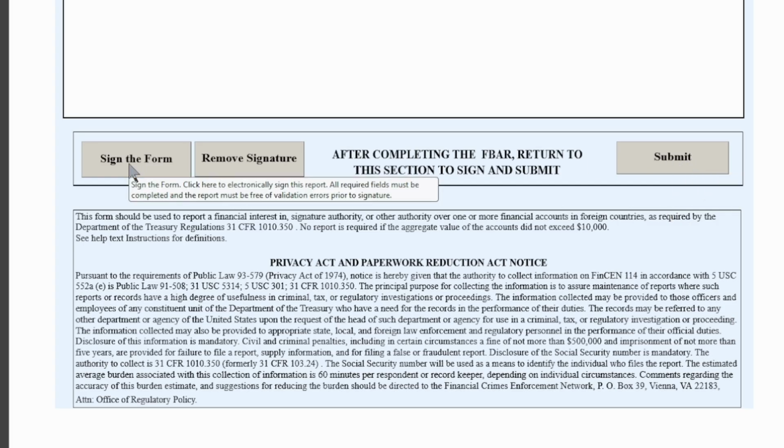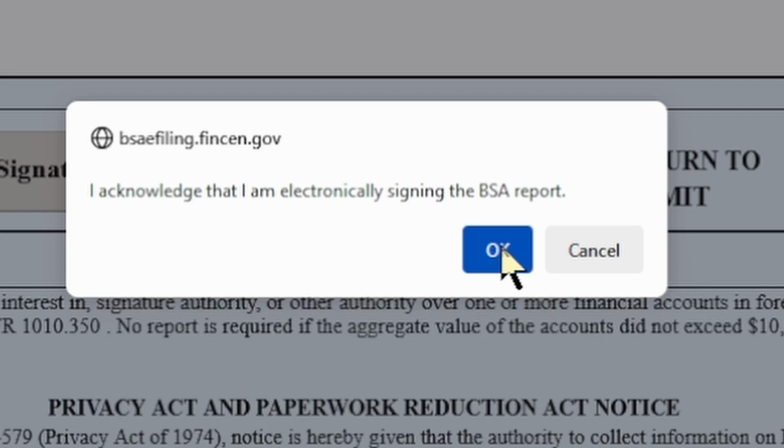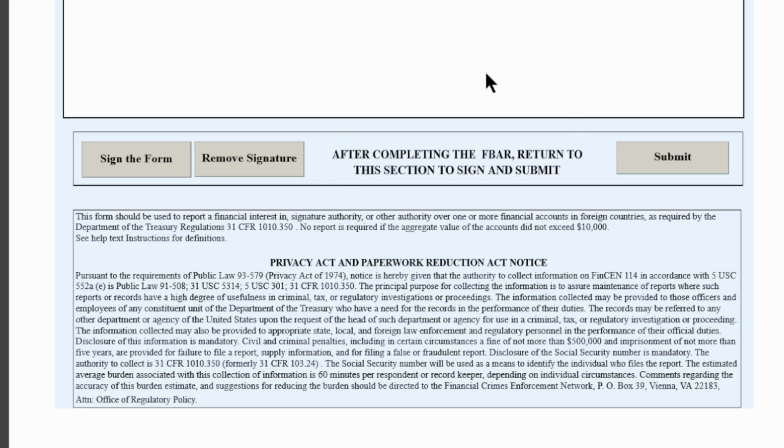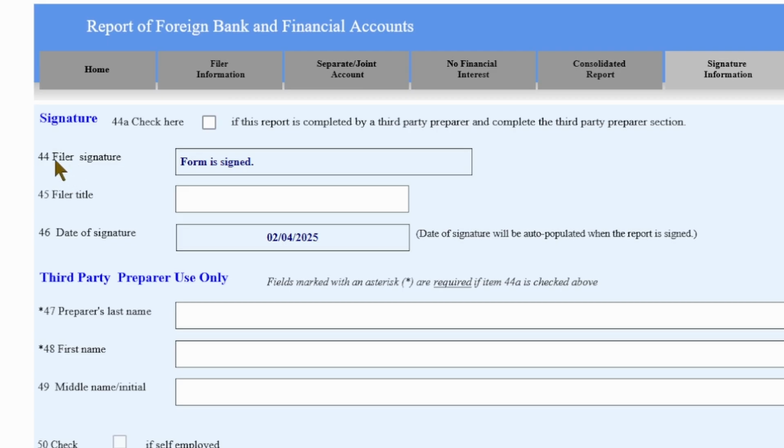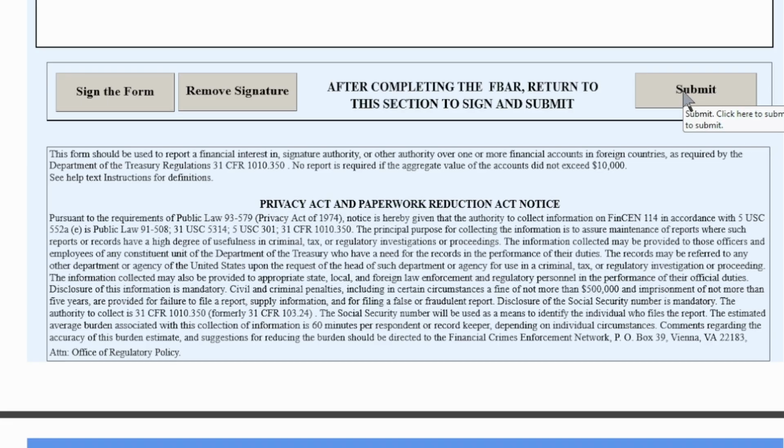So let's do that. Sign the form. Okay, I acknowledge that I'm electronically signing the BSA report. Hit OK. Now, it doesn't do anything. It doesn't tell you anything, right? So let's scroll all the way to the bottom to see that those fields got filled in. You see, it says filer signature, form is signed, date of signature 2/4/2025. So that means it is signed. Now I can go back up and click submit. So I'm back up here and I'm going to click submit.